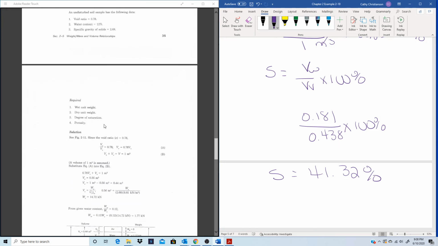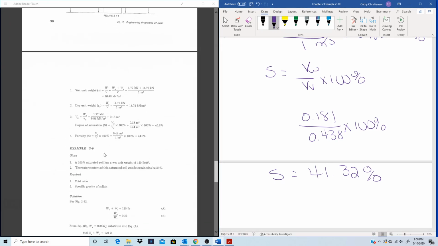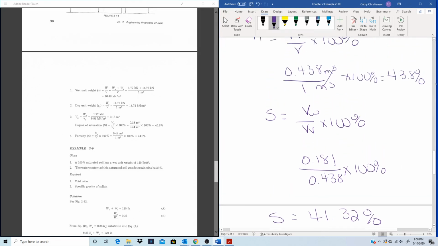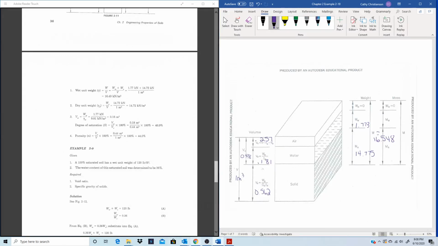Alright, so that's the one that we worked Monday. Here are the solutions in the textbook. I kept mine out a little farther. As you see, for porosity they got 40.9 and I had 40.132, and 43.8 versus 44. So that's kind of how we are. We'll pick up with the next video, and we'll be working example 2.10.